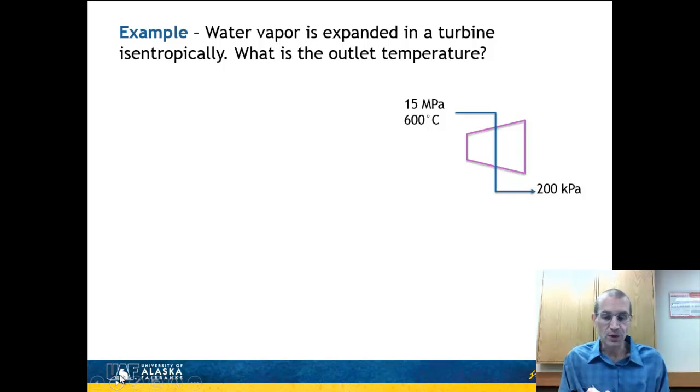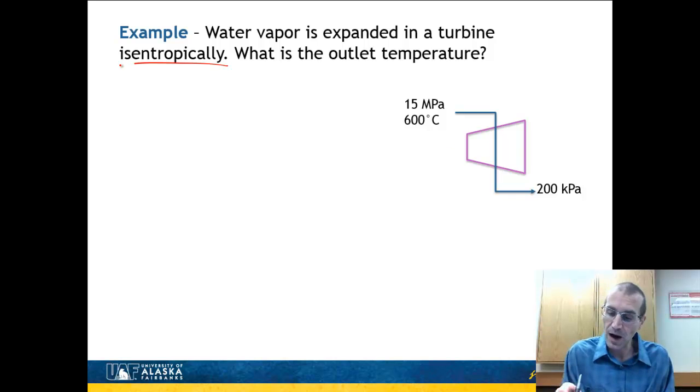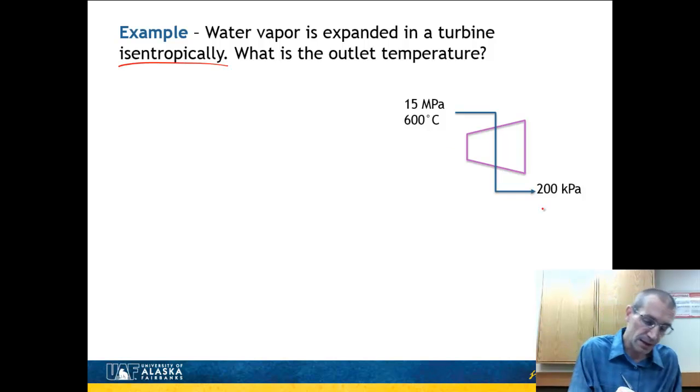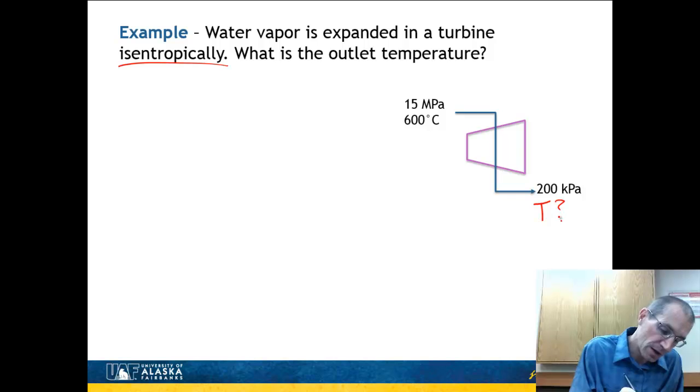Let's go ahead and do an example here. We can find entropy as a property from other properties. What I have is steam in this turbine here. Water vapor is being expanded. It happens isentropically, and I want to know what the outlet temperature is. So what is the temperature down there?